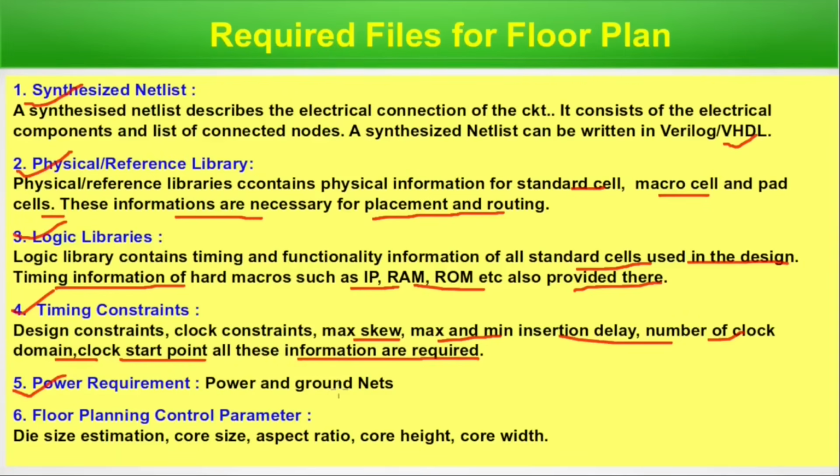Power requirement, power and ground nets. Floor planning control parameters: die size estimation, core size, aspect ratio, core height, core width. These data are required because we need to understand how much area is provided to place the blocks. Accordingly, the floor planning will get done. So these are the required files for floor planning.